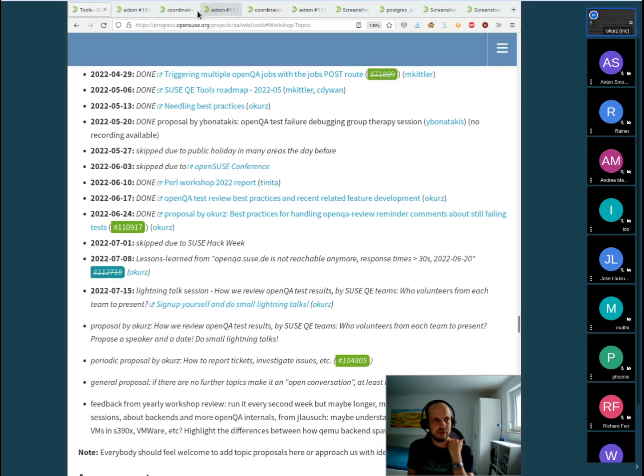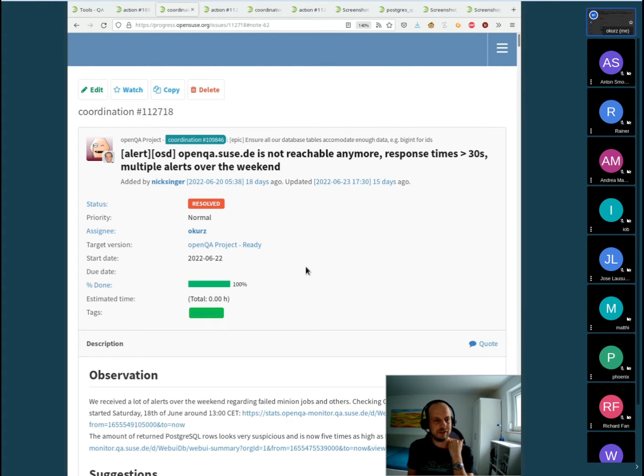So what did it look like? We had this ticket created by Nick at the very early European morning on Monday after a weekend, saying that openqa SUSE DE is not reachable anymore, or sometimes it is reachable, but with very long response times. We had multiple alerts over the weekend, so we received automatic alerts and reacted on that. And these reports had been confirmed by users who were saying that we see problems or we cannot reach SUSE DE.